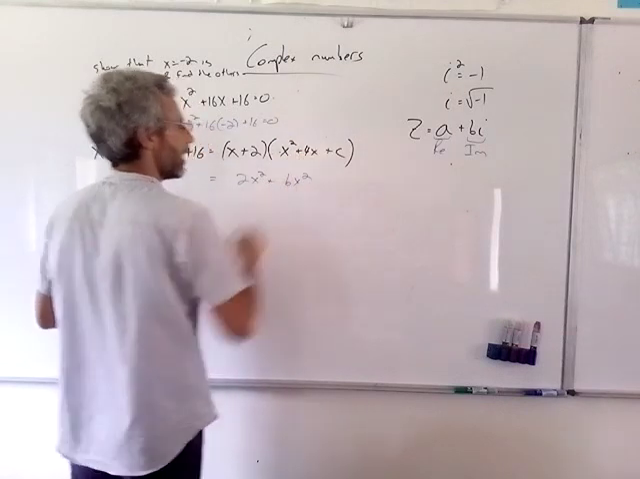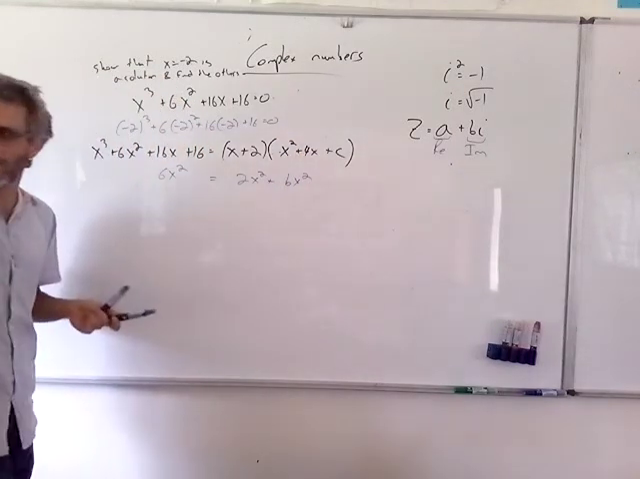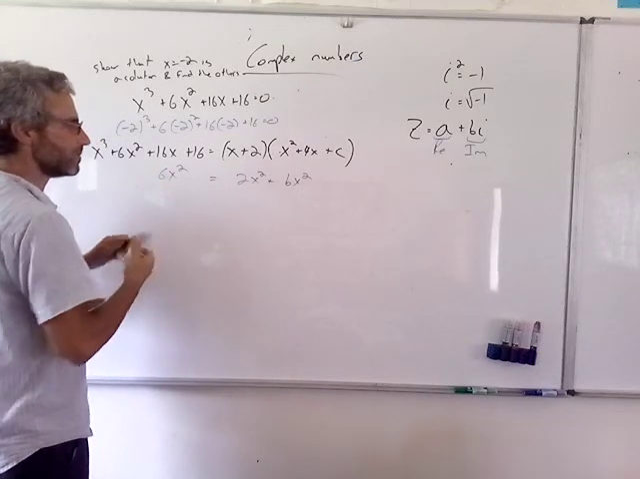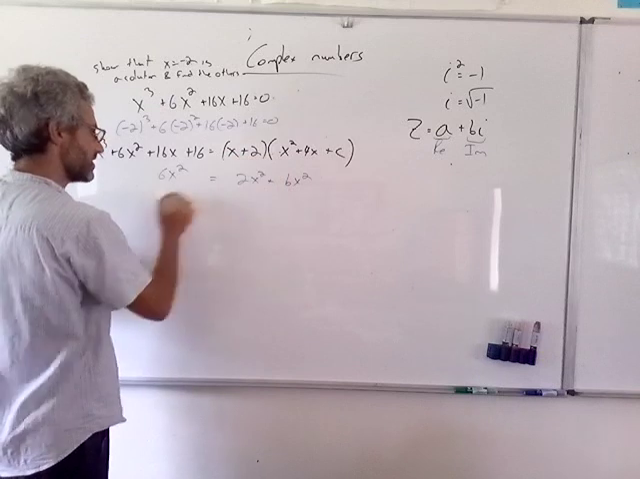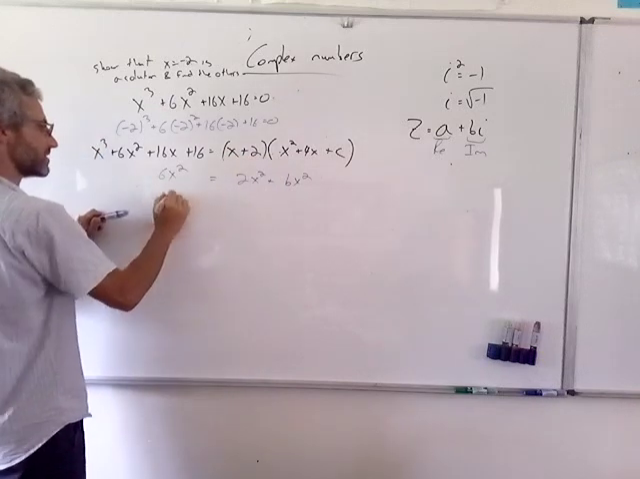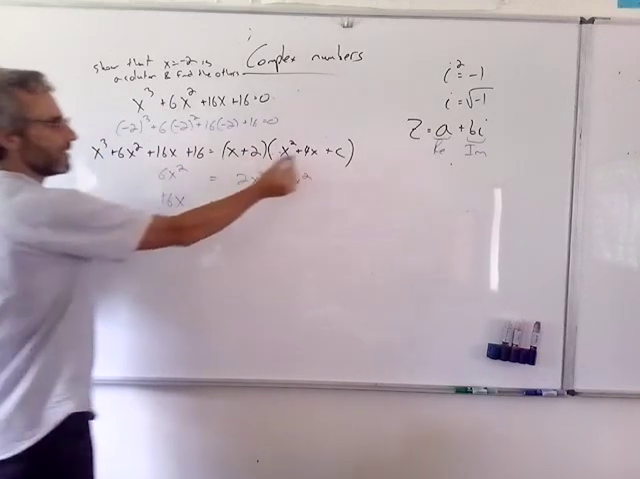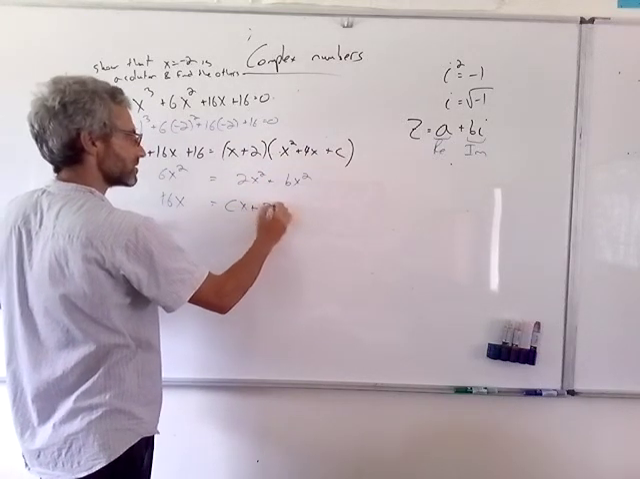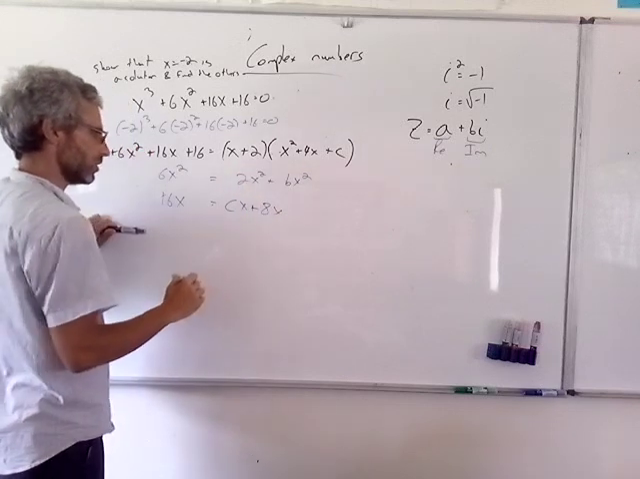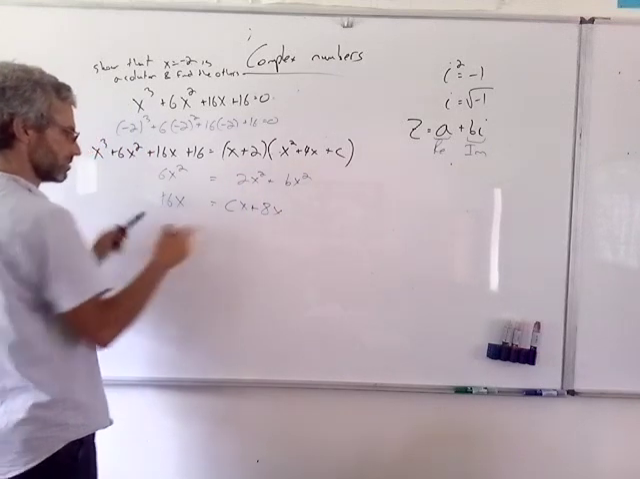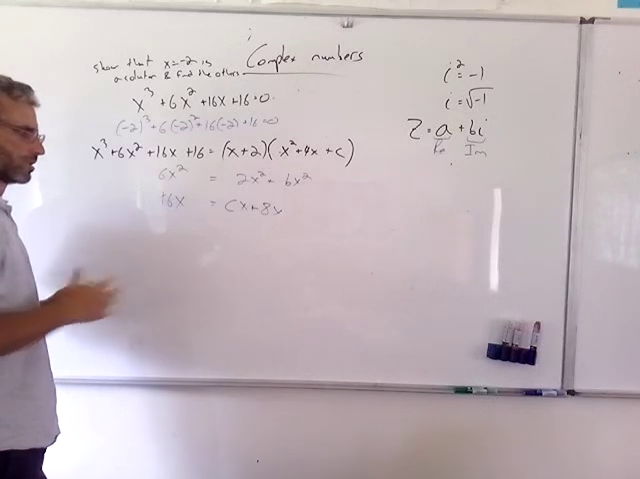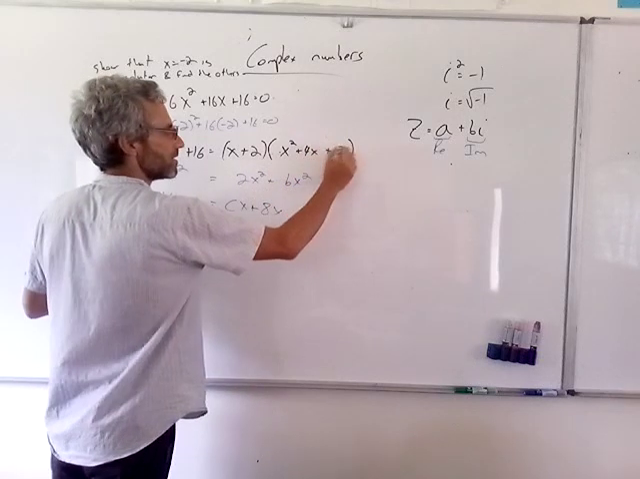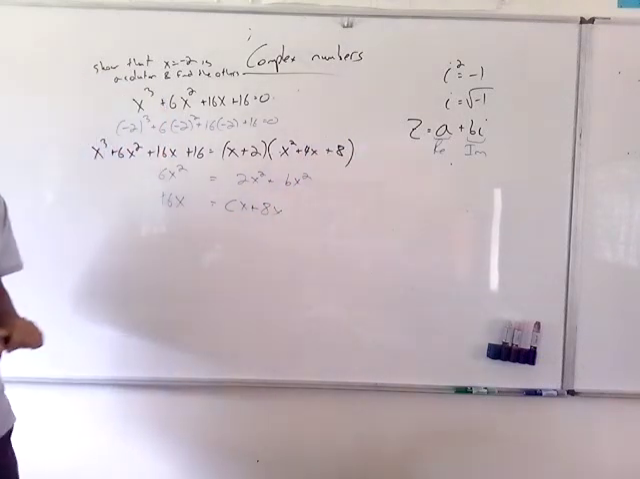And then lastly, it's actually not difficult. You just have to remember the method behind that. Now we look at the x terms. On this side, we've got 16x. And on this side, I'm going to have cx plus 8x, because 2 times 4. So what is c equal to? 8, yes. Because c plus 8 is 16.